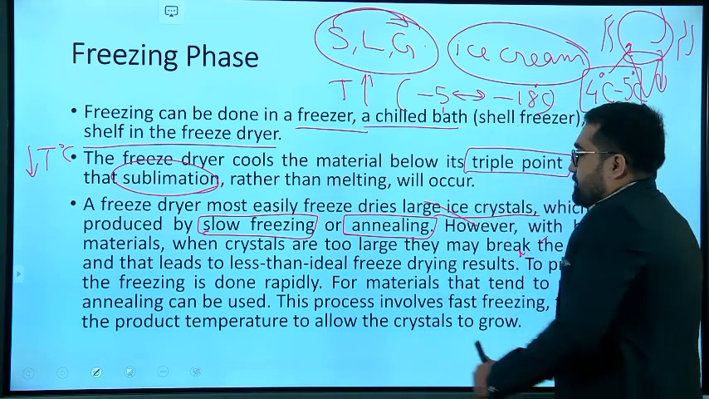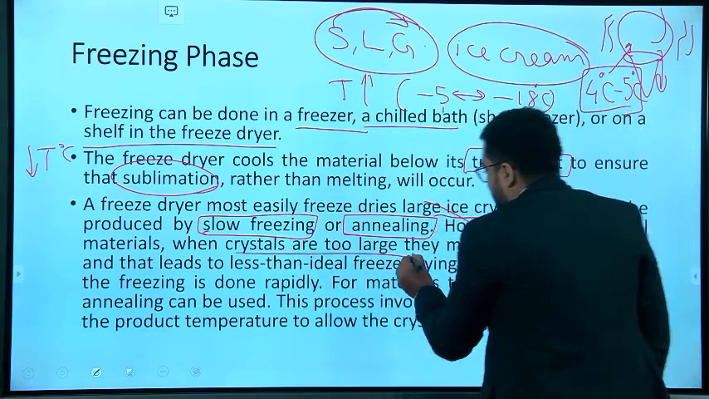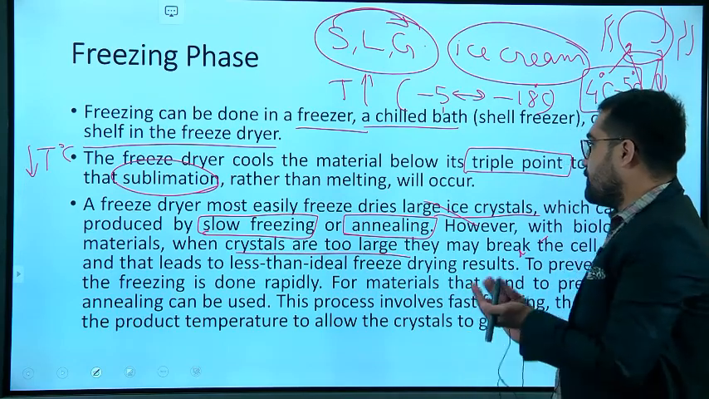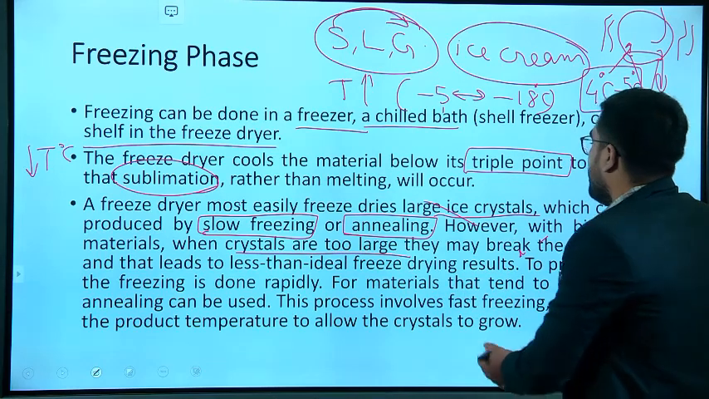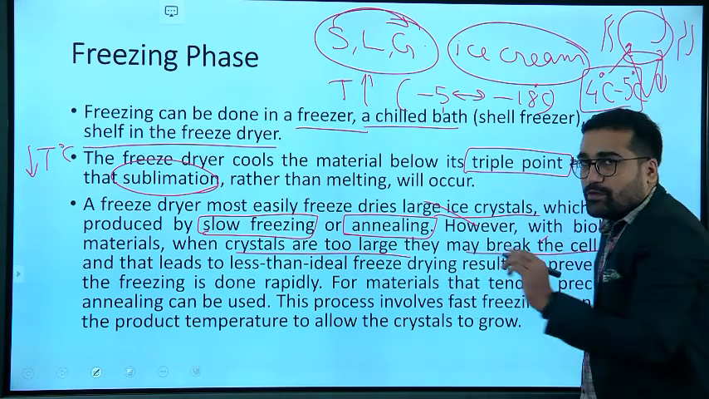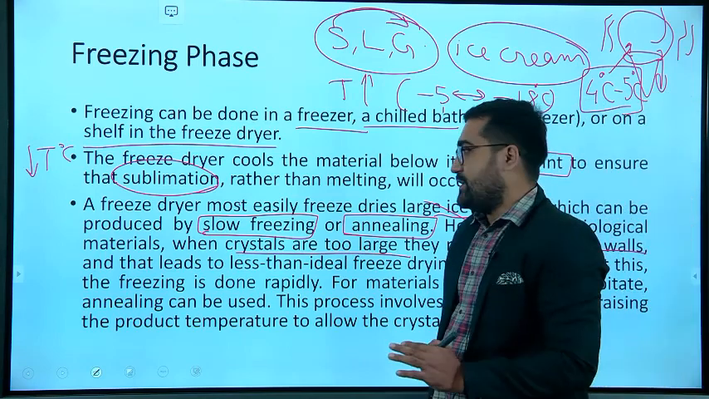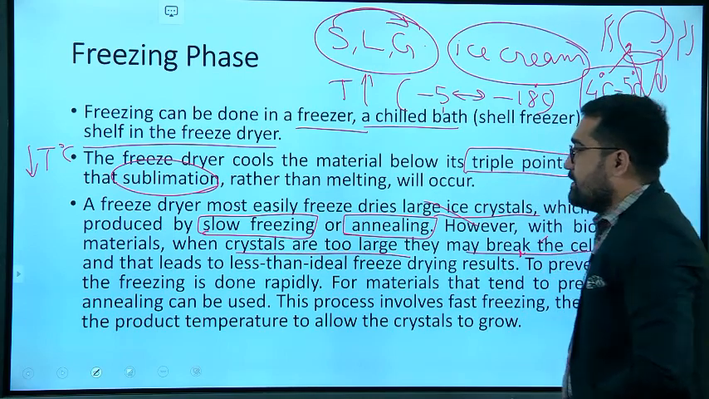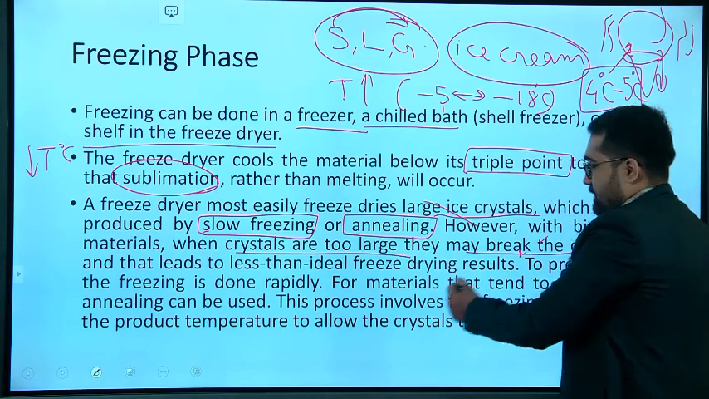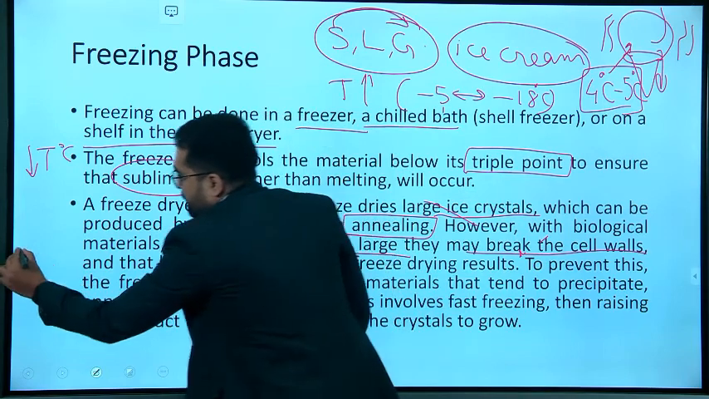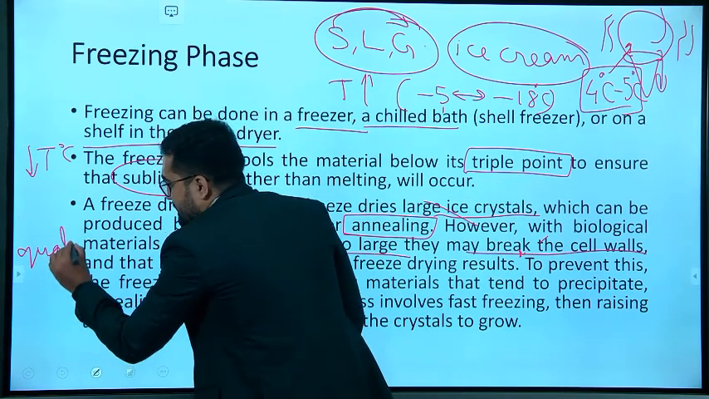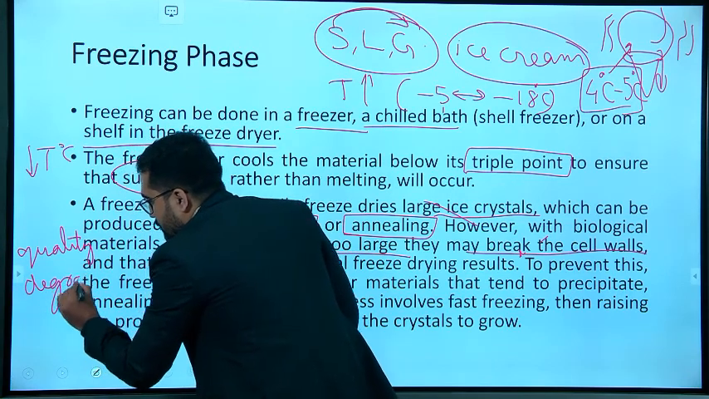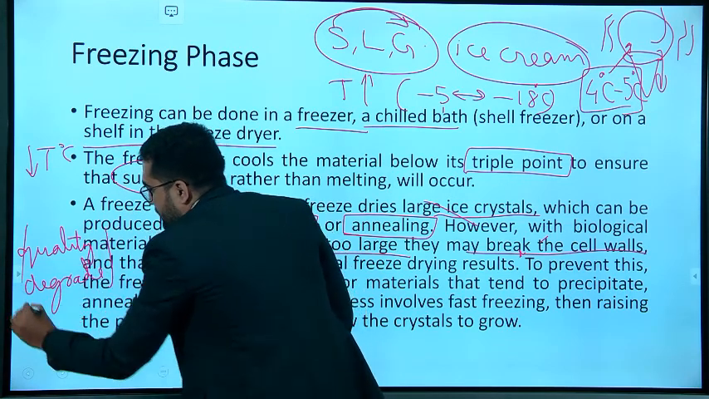When the ice crystals formed during freezing are too large, they will break the cell wall of the product, which we don't want, because it leads to quality degradation. When the crystal size is too large, the quality of the product degrades.